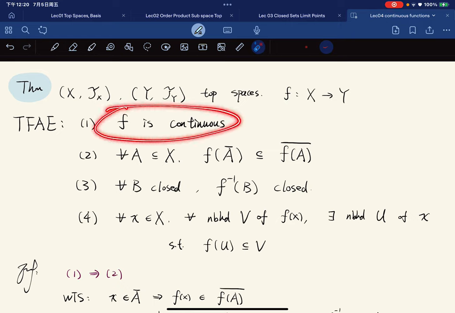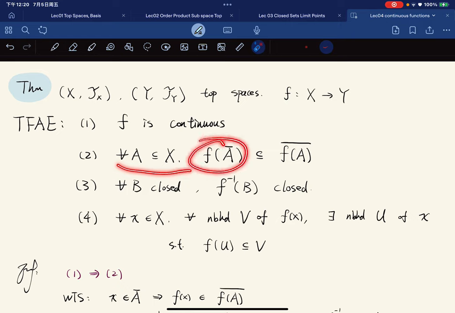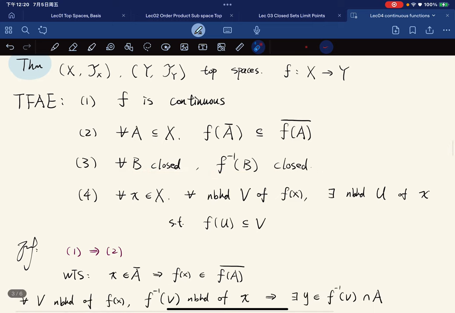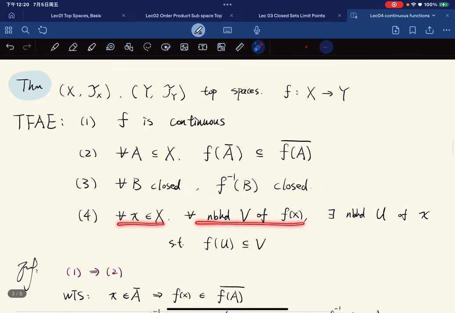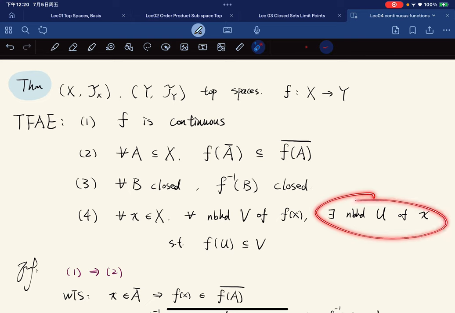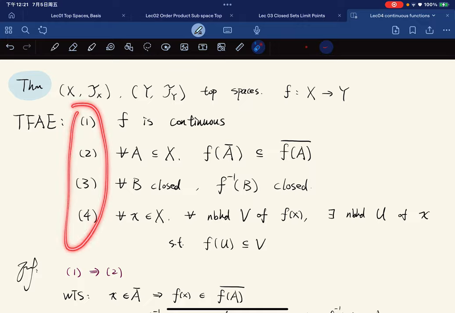First is that f is continuous. Second, for any A, f of A bar is contained in f(A) bar. Third, the inverse image of a closed set is closed. And the fourth is that for any x and for any neighborhood V of f(x), there exists a neighborhood U of x such that f(U) is in V. This is similar to the epsilon-delta thing. So let's prove the following are all equivalent.